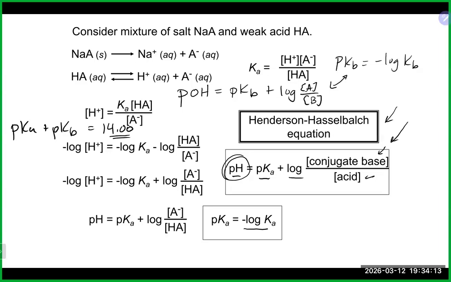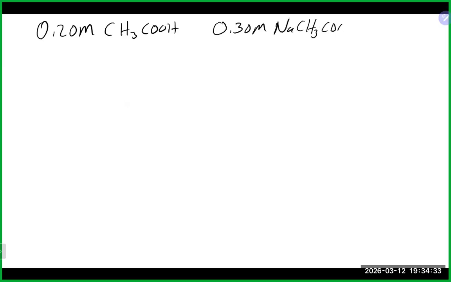So, how do we use something like this? Let's just take a look at the example we just did. So we just did that example using an ice table, and we had 0.2 molar acetic acid and 0.3 molar sodium acetate. And we had a Ka value of 1.8 times 10 to the minus 5.